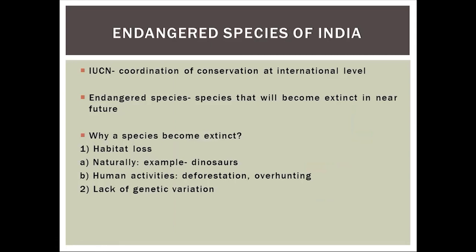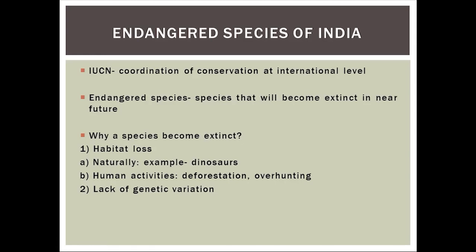So, what are endangered species? The species that will become extinct in near future are known as endangered species. Why a species becomes extinct? Mainly because of two reasons: habitat loss and lack of genetic variation. Habitat loss can occur naturally. That is, example of it is extinction of dinosaurs and due to human activities, that is deforestation and overhunting.